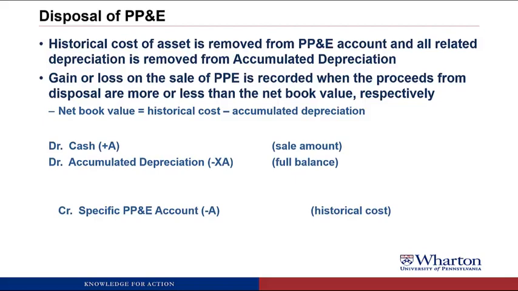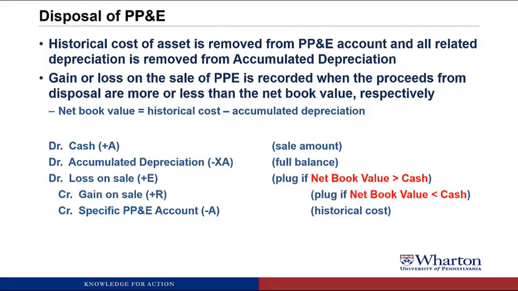If we sold it at a gain or a loss, this is not going to balance. If the net book value is greater than the cash, then we have a loss and we want to debit loss on sale. If the net book value was less than the cash we received, then we'll have a gain on the sale and we'll plug a gain. Note that we won't have both a gain and a loss on this transaction. We're going to have one of the two, and which one we have depends on whether we got more cash than the net book value or less cash than the net book value.